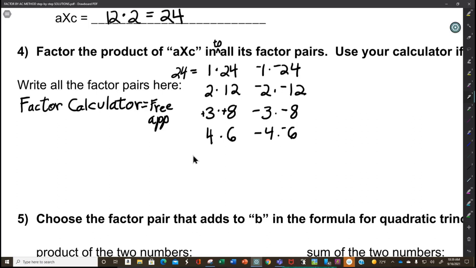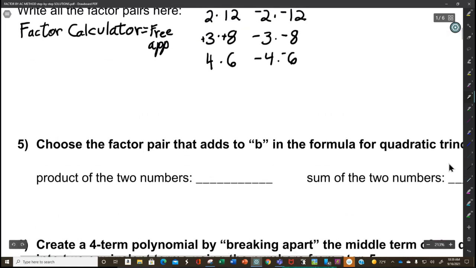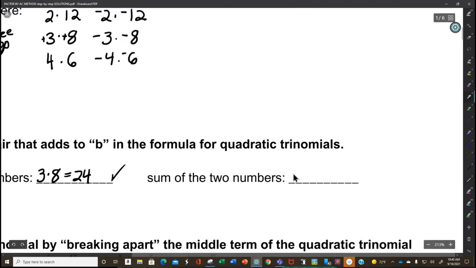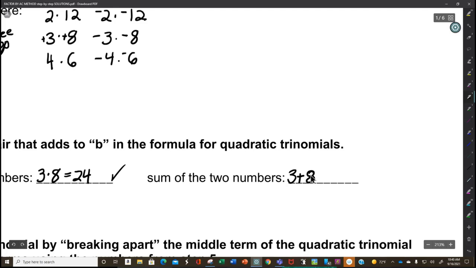Now, yesterday we were able to use these two numbers just to go ahead and factor and be done, but that doesn't happen with the AC numbers. So choose the factor pair that adds up to B. That's going to be the product of the two numbers. 3 times 8 is 24. That's a way of checking yourself. Check. Now the sum of the two numbers means I add 3 plus 8 equals 11. All right, because our B number is 11. I know now that I need the numbers 3 and 8.